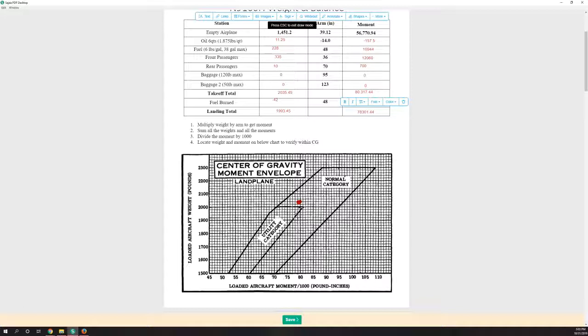So let's follow this thing up right below 2,000. And so that's where we were right there. All right, so in both cases, we are inside the normal category. So all we care about is that we are inside of these two black lines.